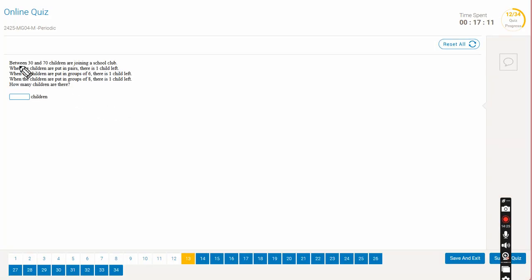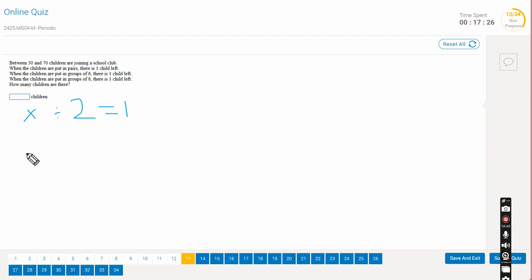Okay, so here between 30 and 70 children are joining a school club. When the children are put in pairs, there is 1 child left. So when they are dividing X, the number of children, by 2, you're still getting 1 child left behind.